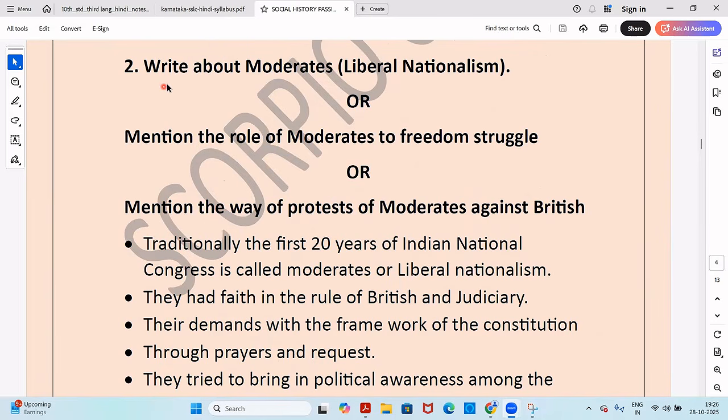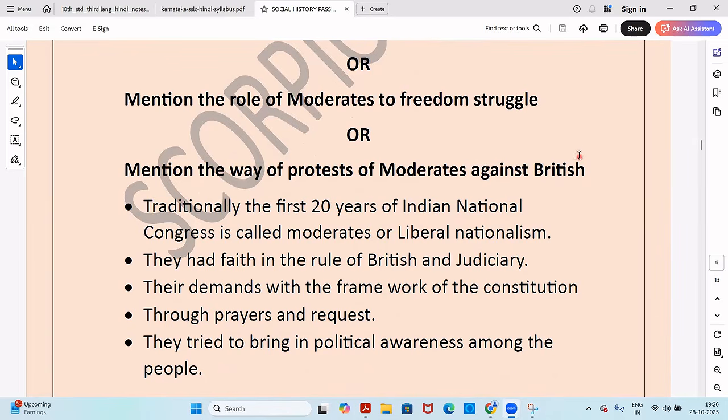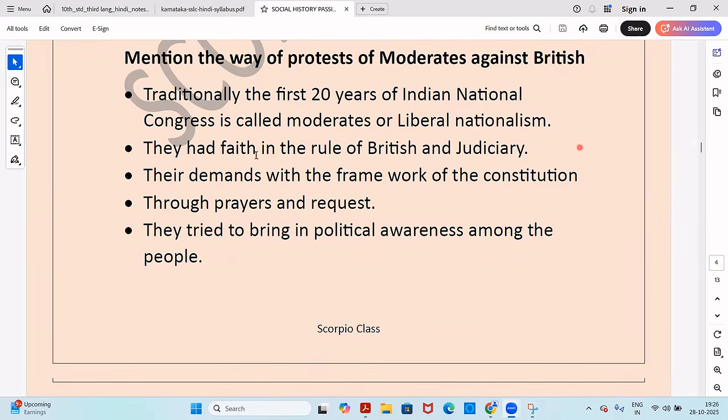The question is: write about moderates, liberal nationalism, or mention the role of moderates in the freedom struggle, or mention the way of protest of moderates against the British. All have the same meaning, in a slightly different form, but the answer remains the same. So let us see the answer. Traditionally, the first 20 years of the Indian National Congress is called moderates or liberal nationalism. They had faith in the rule of the British and the judiciary.